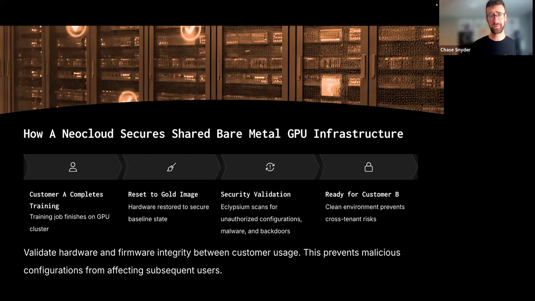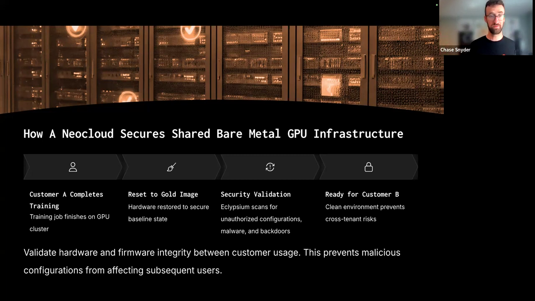But when a customer leases GPU infrastructure on a bare metal basis, as we discussed, they get a lot of control over the configuration. In the Cloudborne situation, that was demonstrated to leave the door open for a customer to potentially introduce malware or a backdoor or just an unintentional misconfiguration that would cause data to leak from one customer to the other, or otherwise pollute the usage of the subsequent customer.